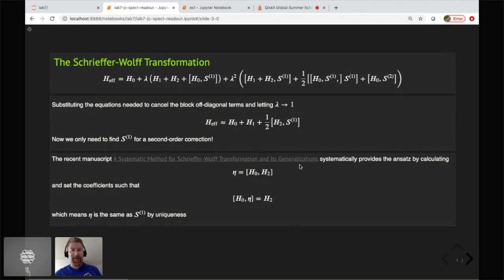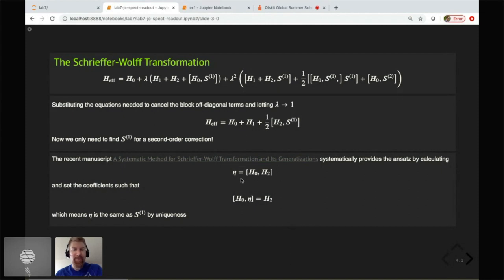So in particular, you usually don't see a formulaic equation for this, but then this method appeared on the arXiv very recently that does provide a systematic way of forming an ansatz. What this consists of essentially, and this is what we're going to follow today, is calculating this operator eta, which is the commutator of H naught and H2 of our original Hamiltonian.